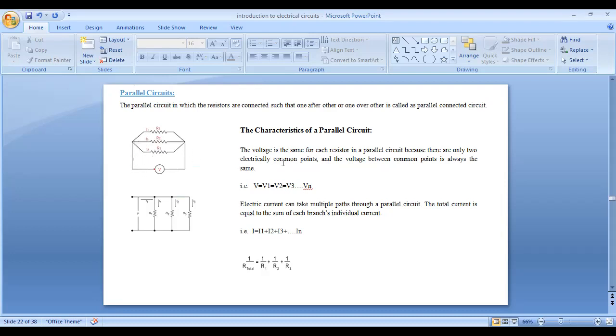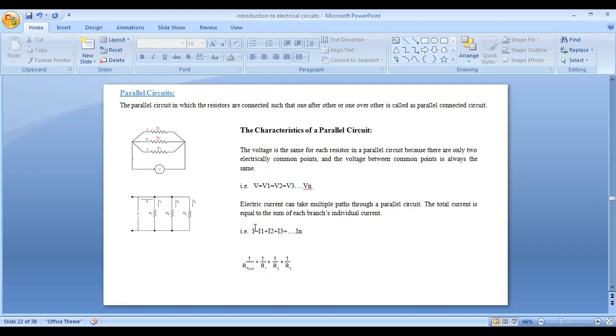So the voltage is the same for each resistor in a parallel circuit because there are only two electrical common points, and the voltage between those common points is always the same. That is, V is equal to V1 equal to V2 equal to V3 so on Vn. If you connect n number of resistors, all have the same voltage drops.